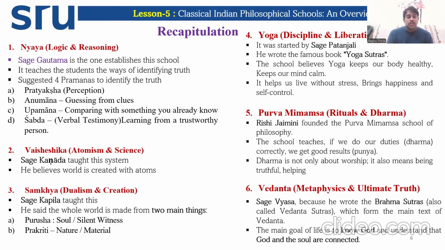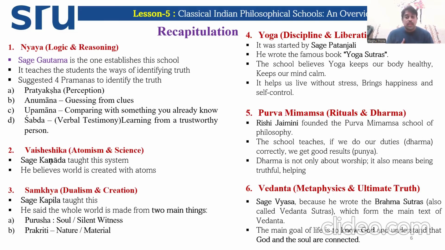And the third one, Samkhya school, which was proposed by Kapila. He said the whole world is made up of two main things. One is Purusha, which is nothing but soul, and Prakriti, which is nothing but nature or material. Soul is permanent, material is temporary.